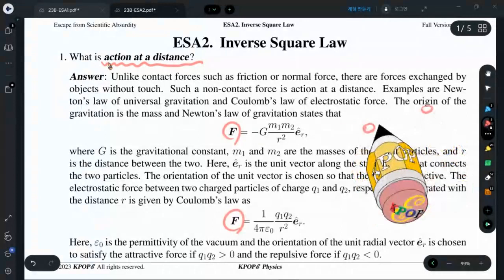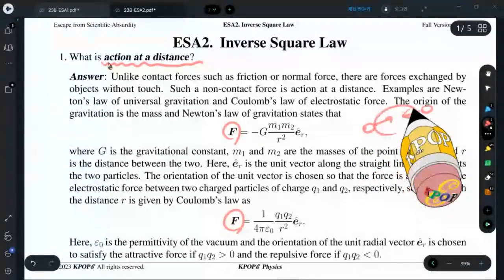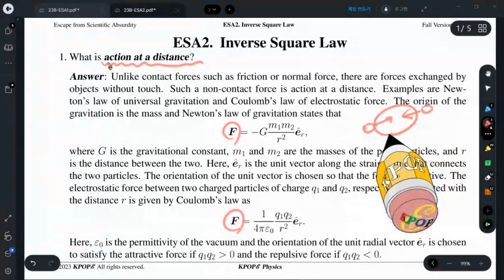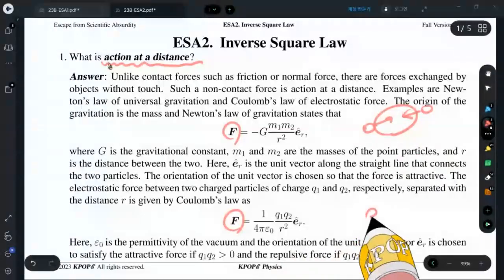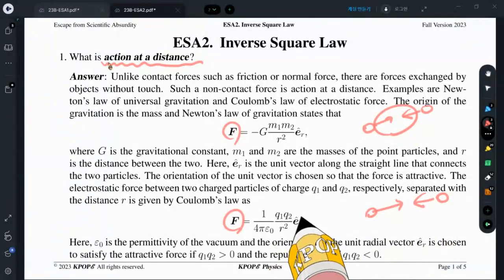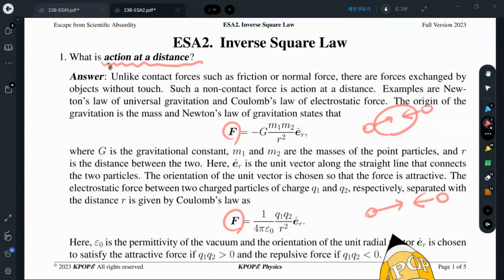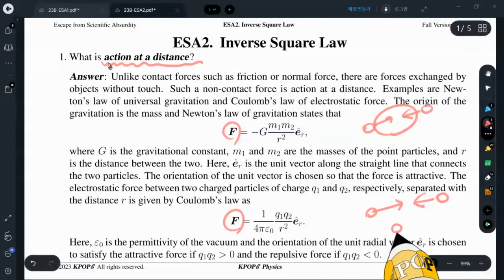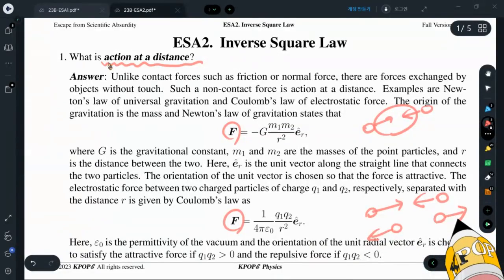In addition, the gravitational force is attractive only. Two masses attract each other, only attract. However, any two charges attract if the two charges are of opposite sign. Sometimes they are of the same kind of charge, positive, positive. Then the force is repulsive.